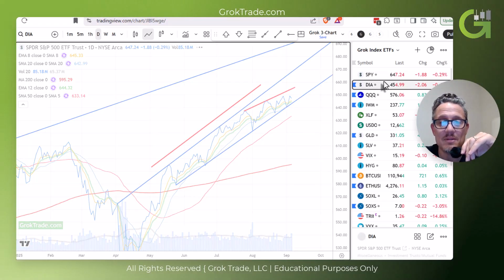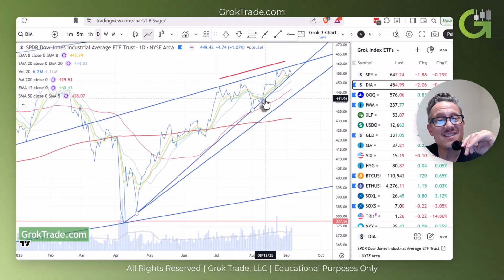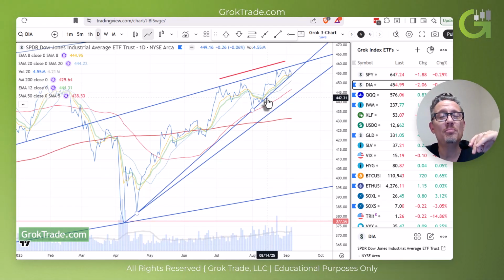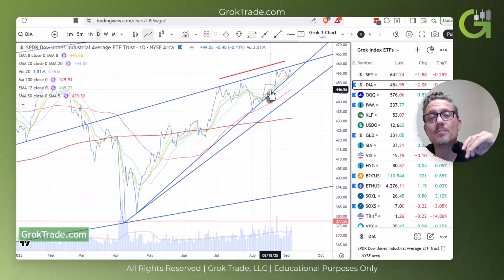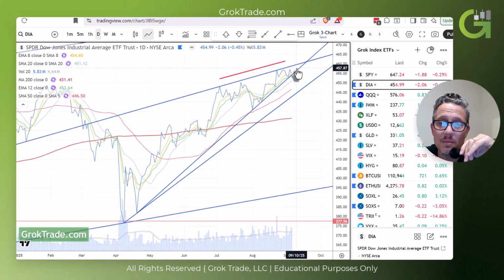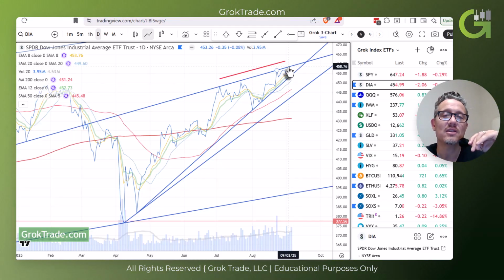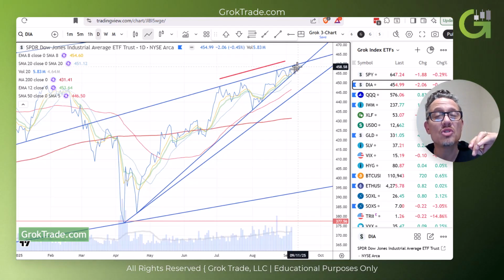Now watch this. Let's go to the diamonds. Take a look at the diamonds. We are in what's called a rising wedge. These are bearish trend reversal formations, rising wedges. And we are at an apex. That means this thing has a better chance of going down than it does going up. It can still go either direction.